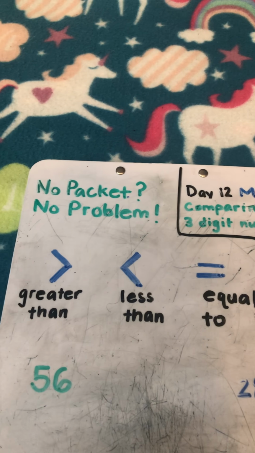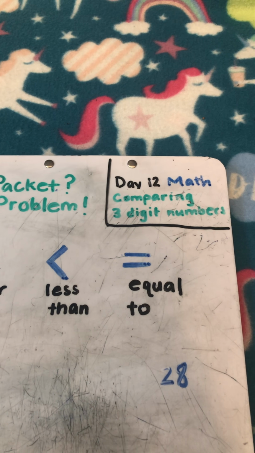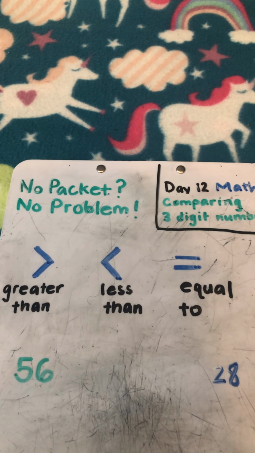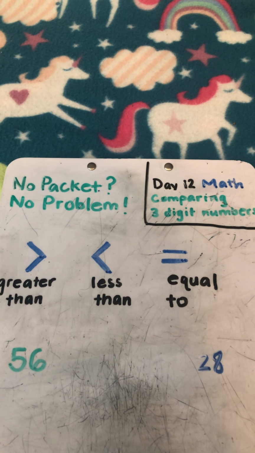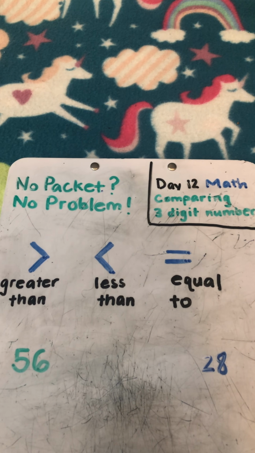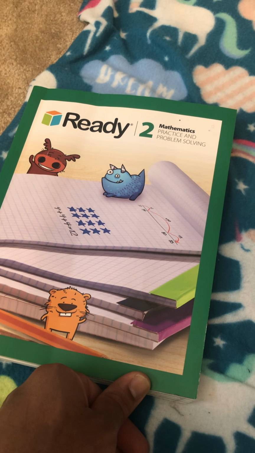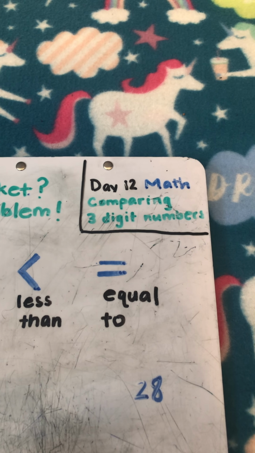This video is a no packet, no problem math lesson. So this is some extra practice for our math. It is also an opportunity for students who are maybe still waiting on their learning packets. Your independent practice is going to come from your Green Ready workbook. And today we're going to be focusing on comparing three-digit numbers.